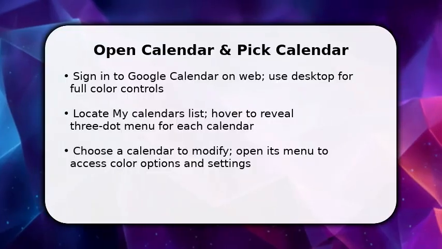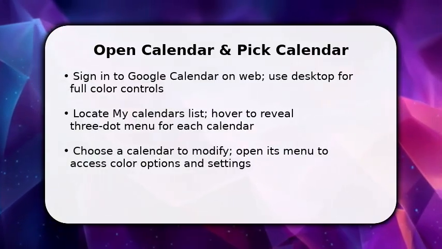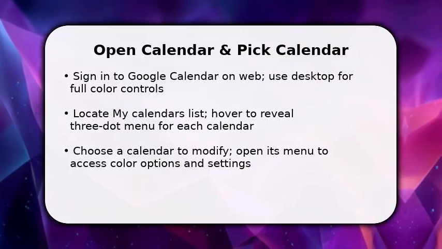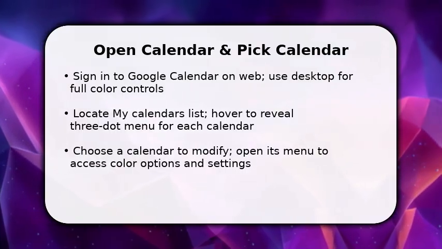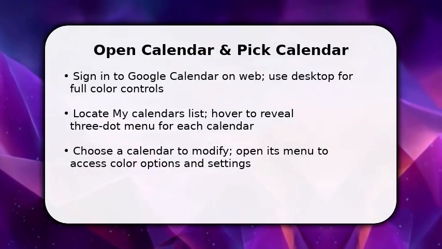You're at Google Calendar in your browser. First, make sure you're signed in and viewing the desktop web interface because mobile has limited options. Next, scan the left My Calendars list and hover the calendar you want to change. That reveals the three-dot menu. Click that menu to see quick color chips and the settings and sharing option.